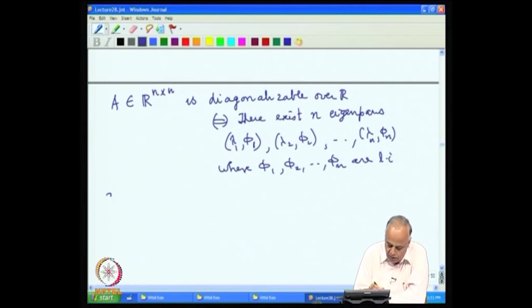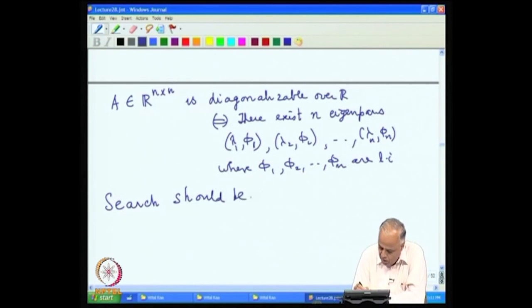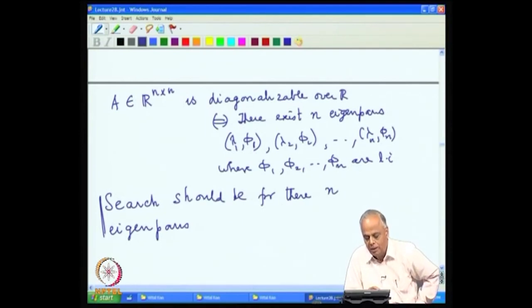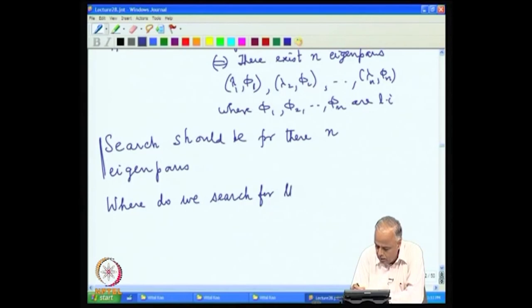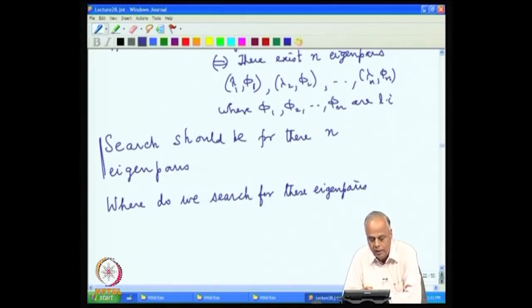So, the search should be for these n eigen pairs. That is going to be our main search in diagonalizability. Can we find these pairs? Where do I search? Where do we search for these eigen pairs? And that is the main chapter of eigenvalues and eigenvectors.